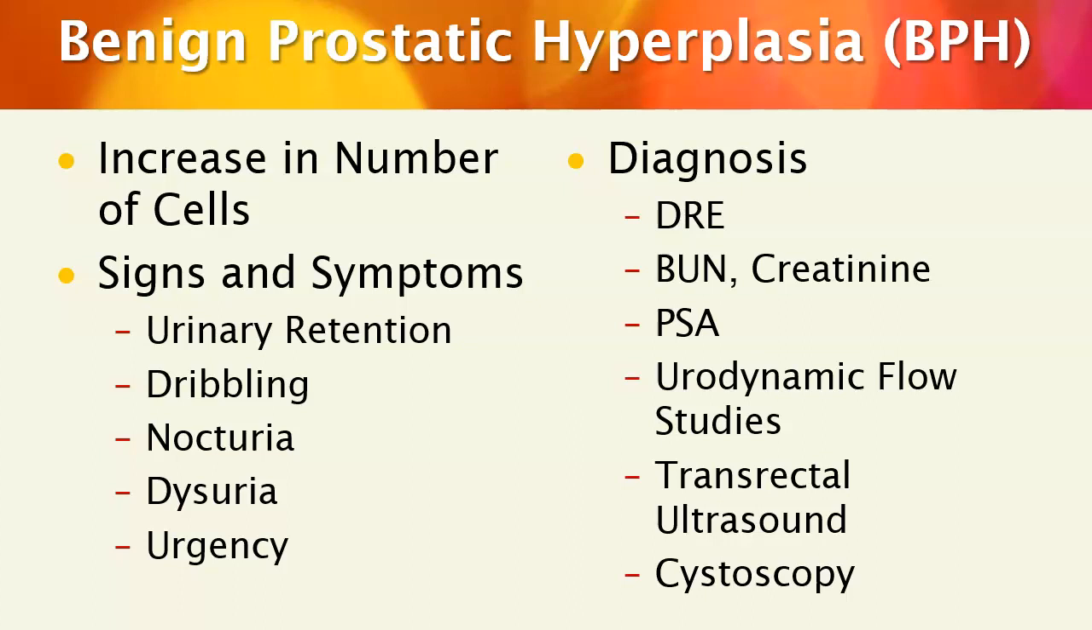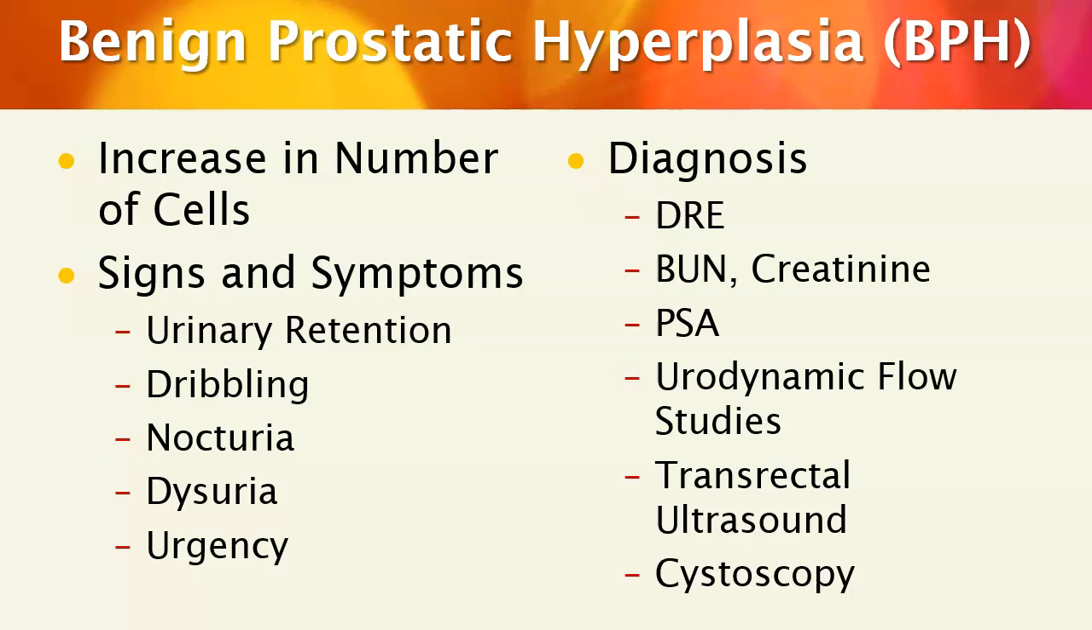So again, we want to make sure that we are ruling out any urinary complications with this. So diagnosis with this, we're going to do that digital rectal exam so we can access the prostate gland. We want to look at our kidney functions, so a BUN, creatinine, PSA. This is the prostate-specific antigen.